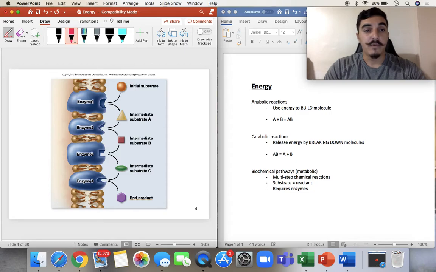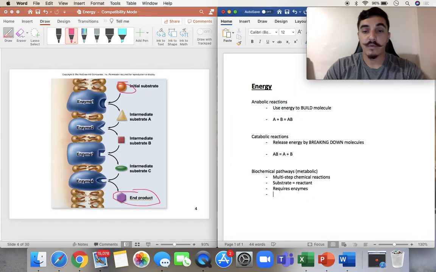Okay. So here's an example. You can have an initial substrate, like I said, here on the top. And then you go through enzyme one, break it down a little bit, and now the product of that would be this other substrate. Break it down more, then that product would be this one, break it down more, and then end up with your end product at the end. So it's a multi-step process, okay? So some examples are cellular respiration and photosynthesis.